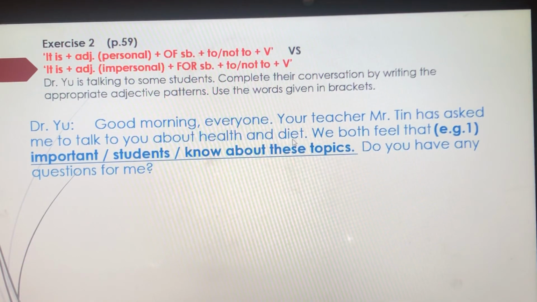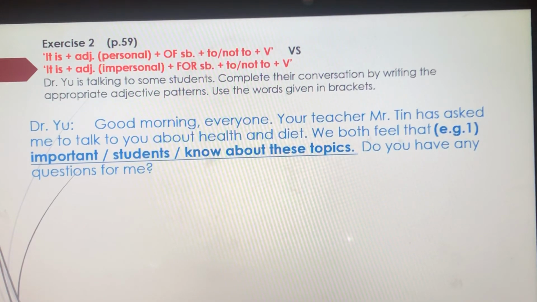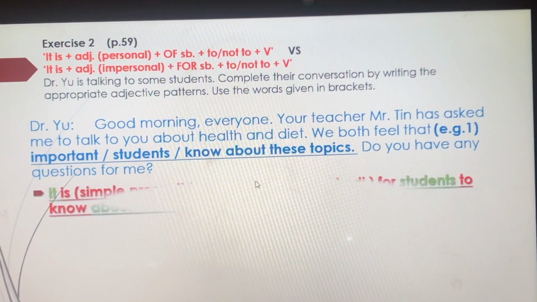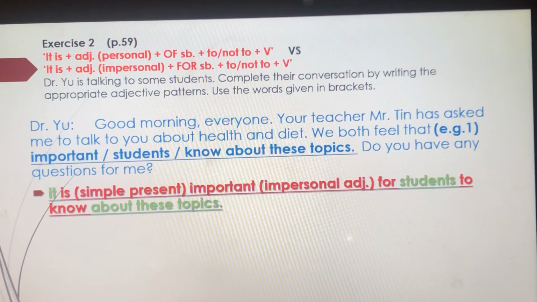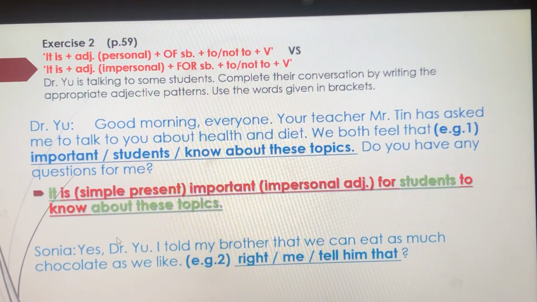Okay, 健康與飲食. We both feel that. So the first example, important students know about these topics. Do you have any questions for me? So complete example 1. It is important for students to know about these topics because we use important, then we have to use for. Okay, Sonia, one of Dr. Yu's student.